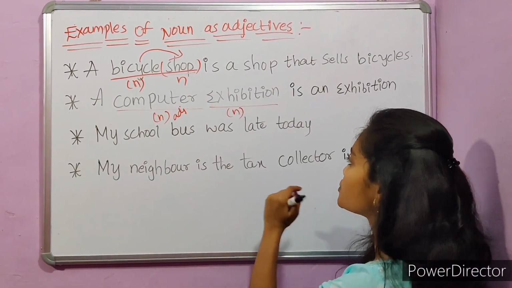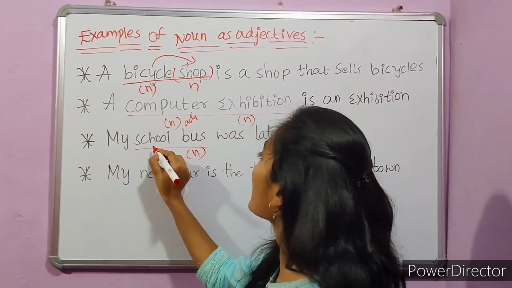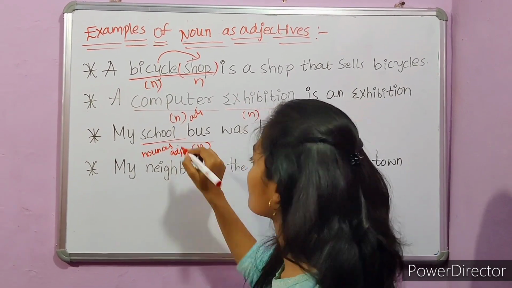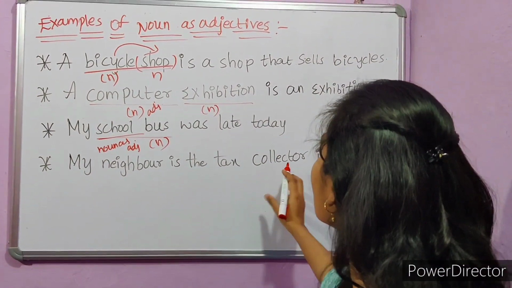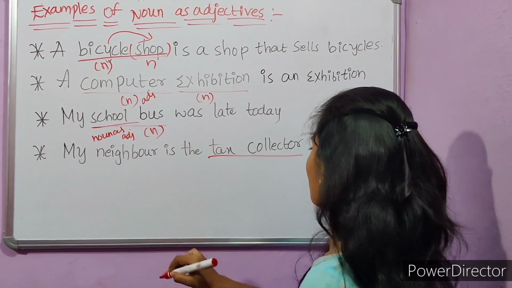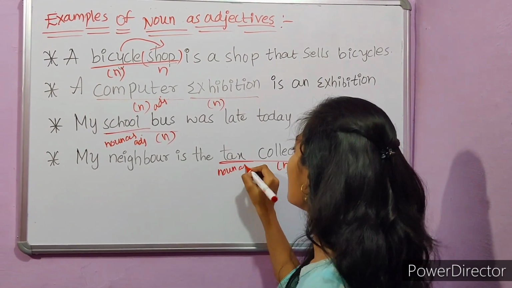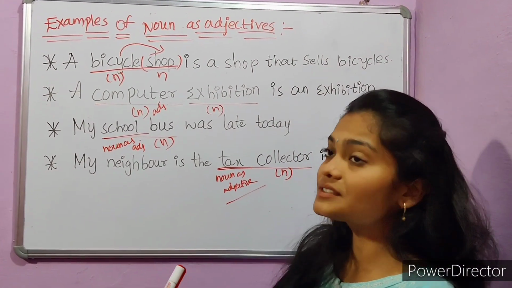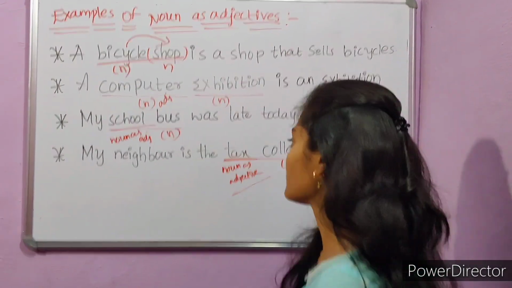My school bus was late. School bus. Bus is a noun and school is a noun as adjective. My neighbor is the tax collector in town. Tax collector. Collector is a noun and tax is a noun as adjective. Noun as adjective means it is simply a noun that acts as an adjective.